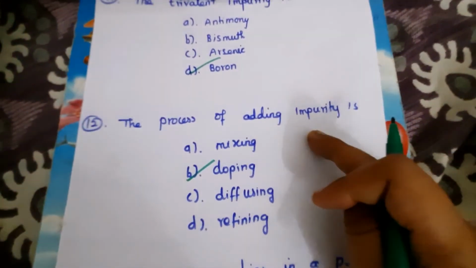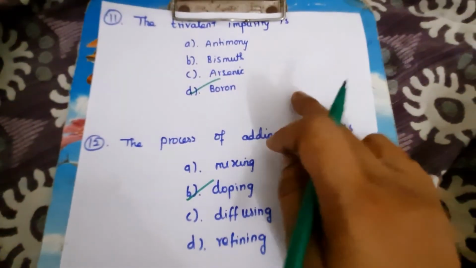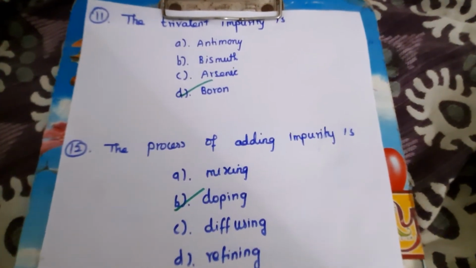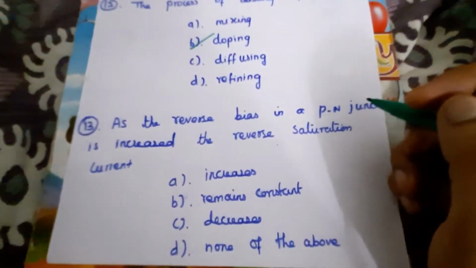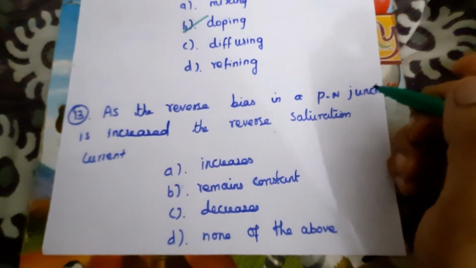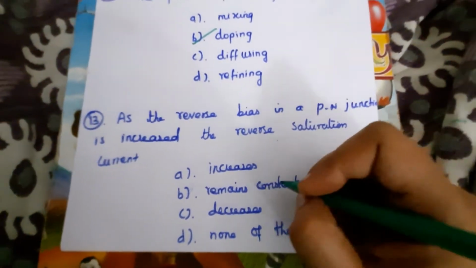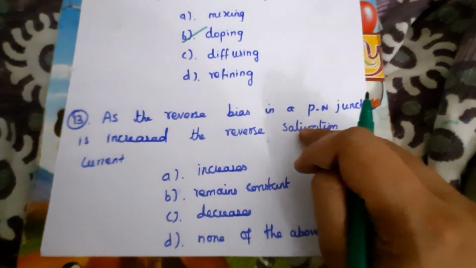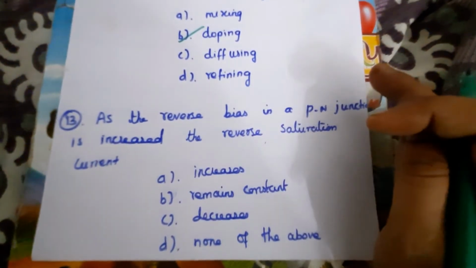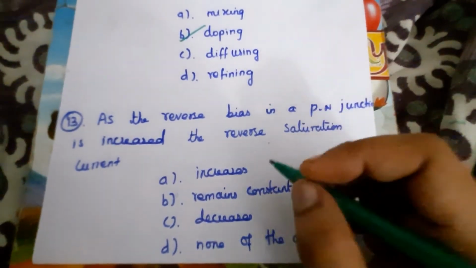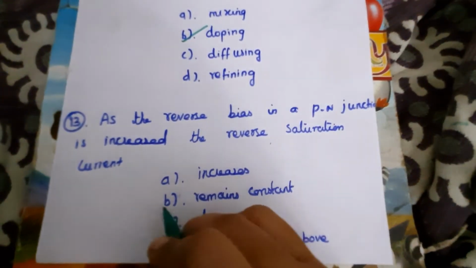And this is a question from TRB 2012. Both the questions are from TRB 2017. The next question, as the reverse bias in the PN junction is increased, the reverse saturation current reaches its maximum and remains constant for all increments of reverse bias voltage. So the answer here is that it remains constant.